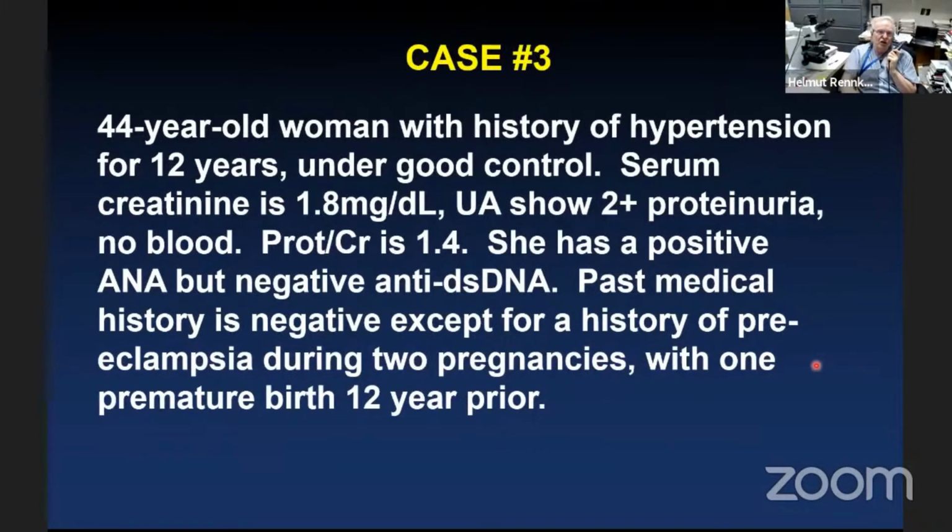This is a 44-year-old woman with a history of hypertension for 12 years under good control. Serum creatinine is 1.8. And the only interesting history here is that she has a history of two episodes of preeclampsia and 2 pregnancies with 1 premature birth 12 years prior. And this is often a red flag, at least in my books, and it should be in yours.